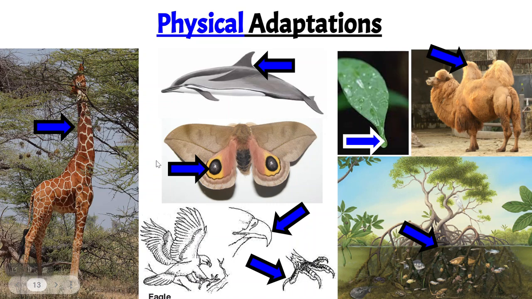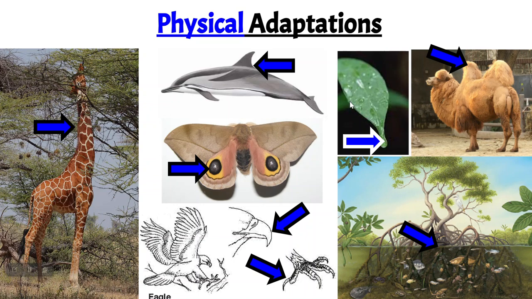All right, other physical adaptations. This giraffe has a very, very long neck. This moth has markings on it that look like scary eyes. And so that's going to deter predators. That's going to scare some predators away because they think those are eyes on a bigger creature. Our dolphin has its fins, and this eagle has a particularly pointy beak and nice sharp talons so that it can catch and eat its prey.